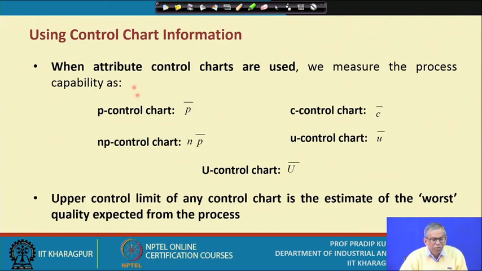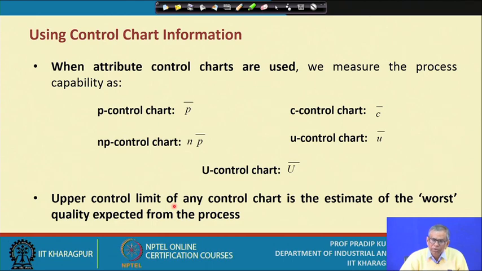When you use attributes control charts, suppose you are using the P control chart, the process capability is P bar. If you use the C control chart, process capability is C bar. If you use the NP control chart, that means the sample size is constant, the process capability is n into P bar. For the U control chart it is U bar. That means these are basically the center lines. And if you use the capital U control chart, demerits per unit, the process capability is capital U bar.